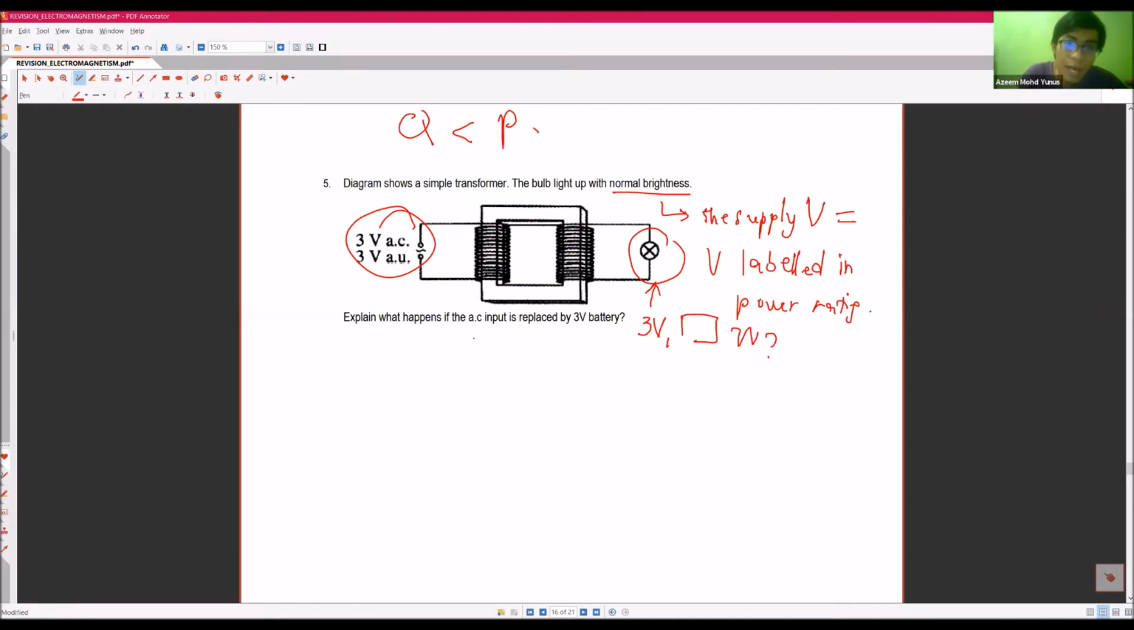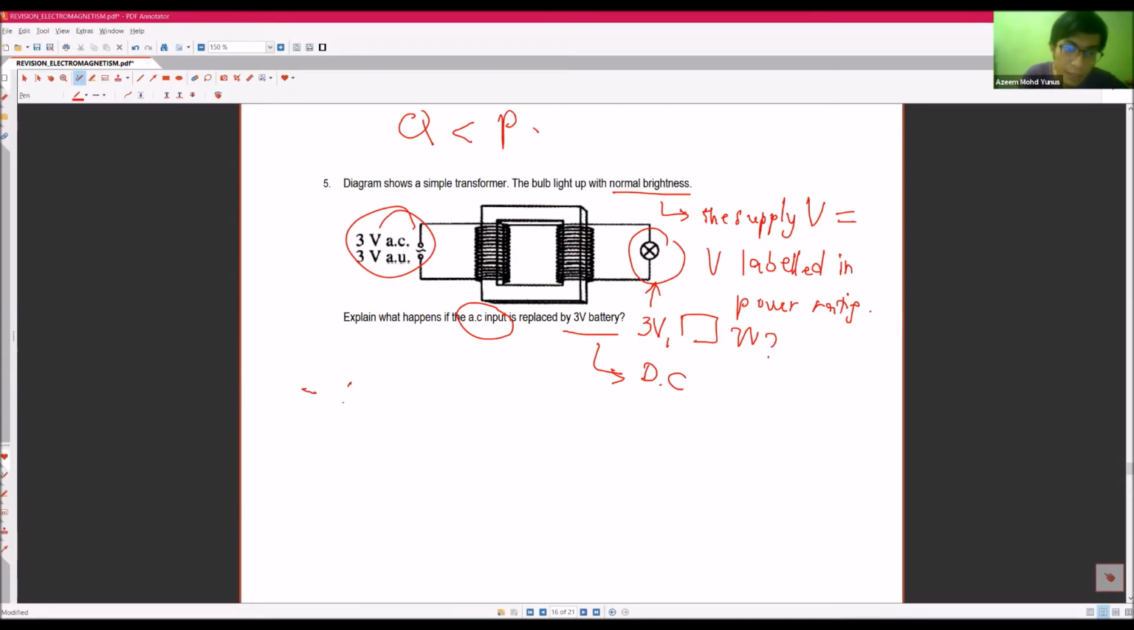So explain what happens if the AC input is replaced by a 3-volt battery. Basically we're going to change the type of current here from AC to DC, direct current. What happened? I already explained at the beginning of the video. If we use DC current in a transformer, there will be no induced current flow at the secondary coil.